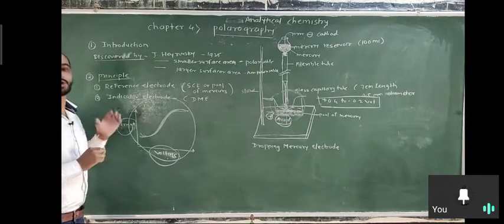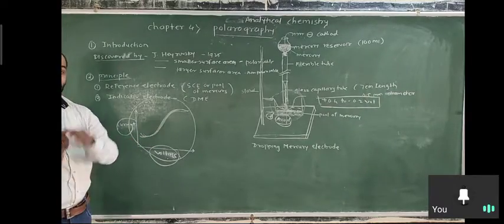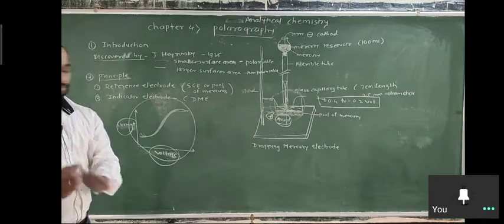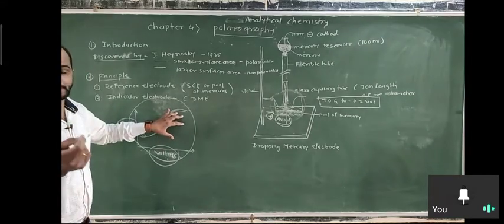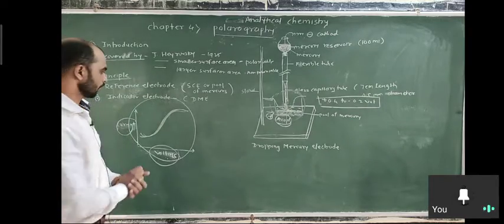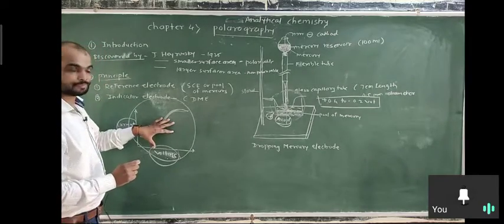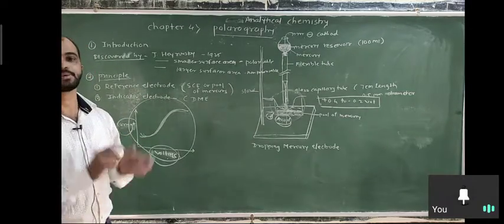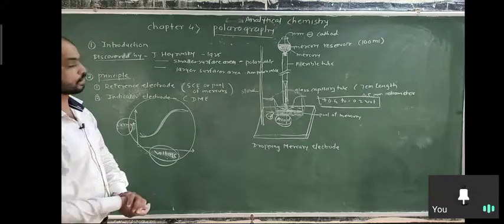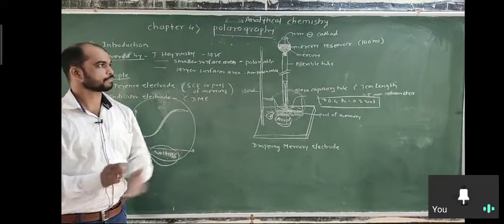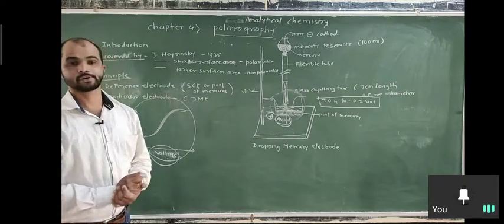त्याला आपण काय म्हणतो polarogram, and the instrument which is used to measure this polarogram is a polarograph. Polarogram, polarograph, and the technique is called polarography. Techniqueला काय म्हणतो आपण polarography. So the graph is the polarogram, the instrumentला म्हणतात polarograph, and the technique is called polarography. So this is all about today's lecture: introduction, principle, and the dropping mercury electrode.